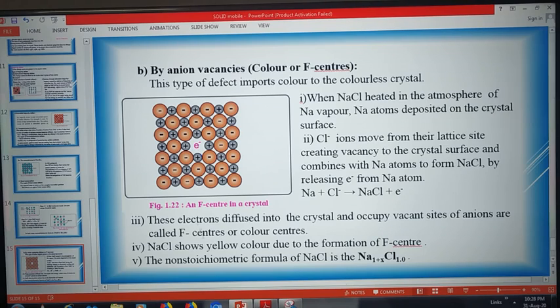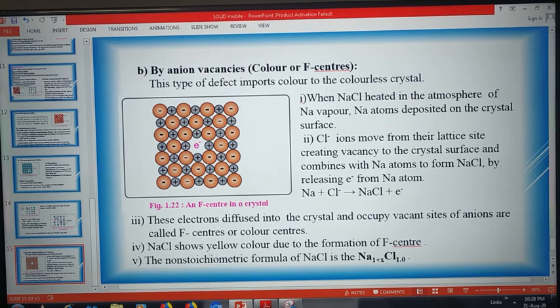And here these electrons are diffused into the crystal and occupy the vacant site of that anion, that is here the Cl- ion, and that is called the F center. So this electron occupies this vacant site of the anion, the Cl- ion, and it creates the F center, also called the color center. And that is why it is responsible for the color of the crystal. So sodium chloride shows a yellow color due to the formation of F centers, and that's why sodium chloride on heating shows the yellow color due to the formation of F centers.